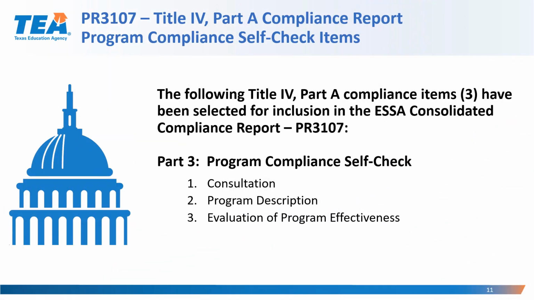Part 3 is the program compliance self-check portion of the compliance report. The LEA will complete this section to indicate compliance with each requirement. There were 3 program compliance self-check items selected in which the LEA must report compliance on: 1, consultation, 2, program description, and 3, evaluation of program effectiveness. As a reminder, LEAs must maintain documentation locally on all Title IV Part A program requirements.